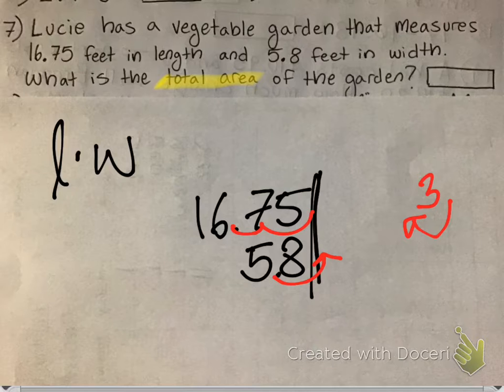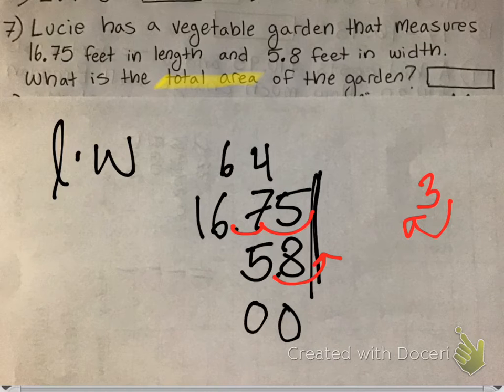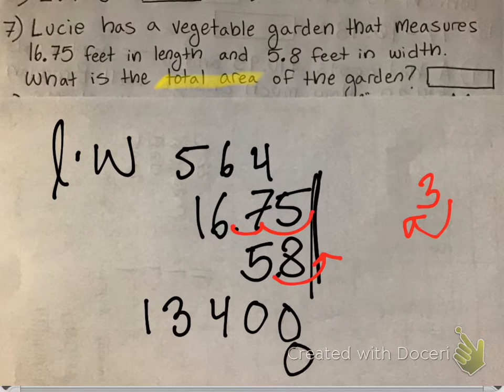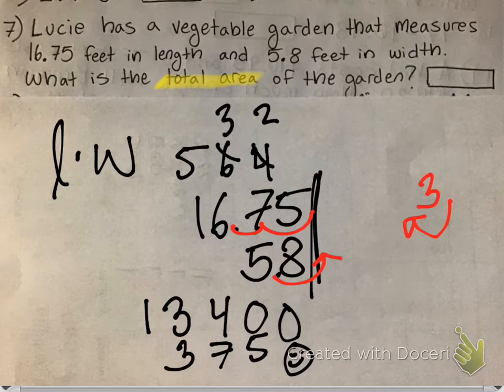So 8 times 5, 40. 8 times 7 is 56, plus 4 makes it 60. 8 times 6 is going to be 48, plus 6 is going to be 54. 8 times 1 is 8, plus 5 is 13. We add our magic 0. 25, 35, 37, 33, and 8.